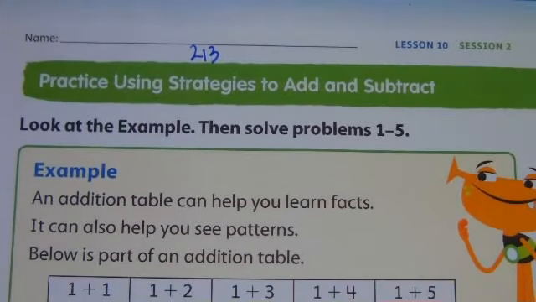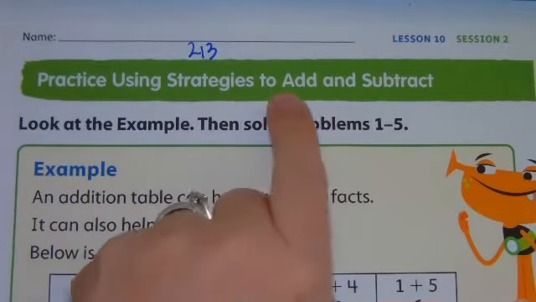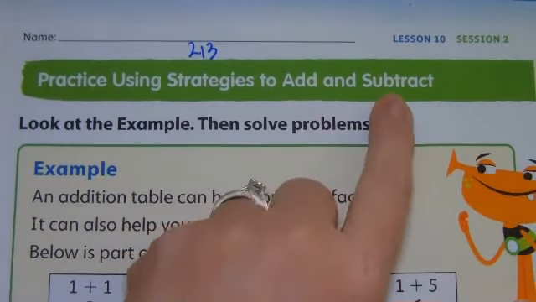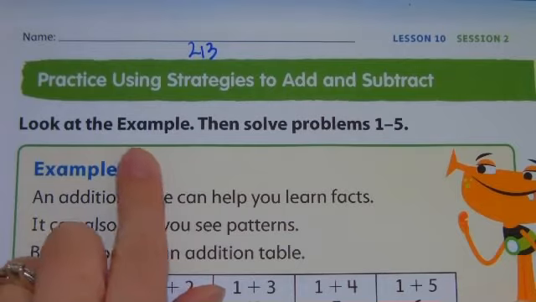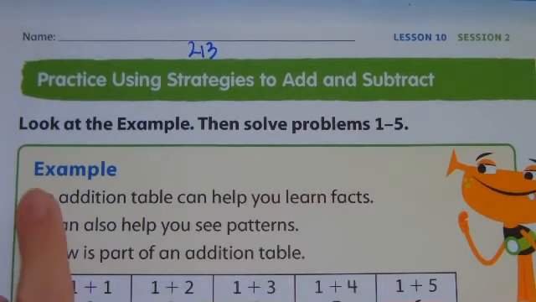Lesson 10, Session 2, page 213. Practice using strategies to add and subtract. Look at the example, then solve problems 1 through 5.